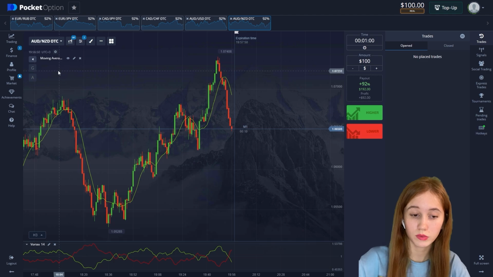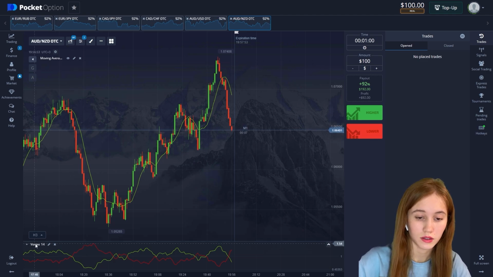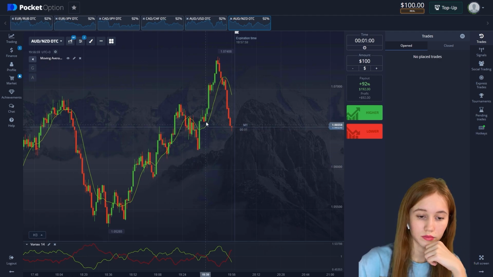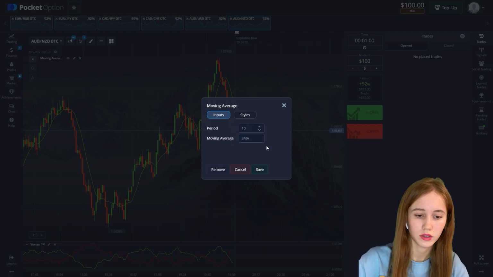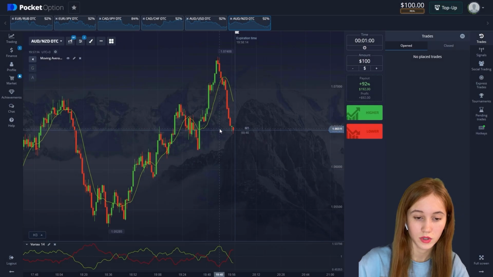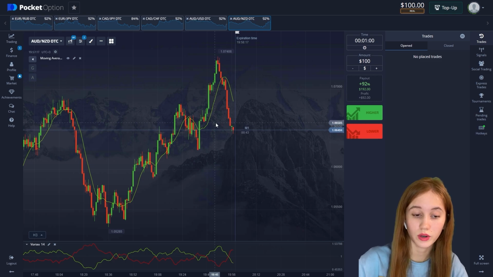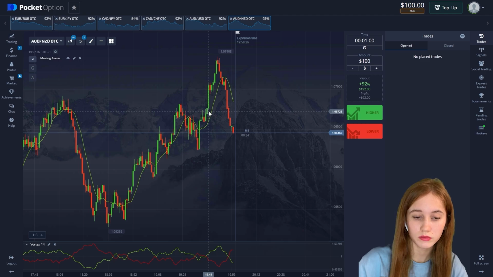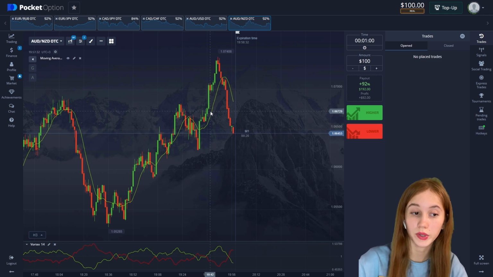It's support, resistance level, and our two indicators. Moving average, it's a green line on our chart, and these settings. This is a technical indicator that shows the average price of an instrument over a certain period of time. When calculating this indicator, the price of an instrument is mathematically averaged over a given period.